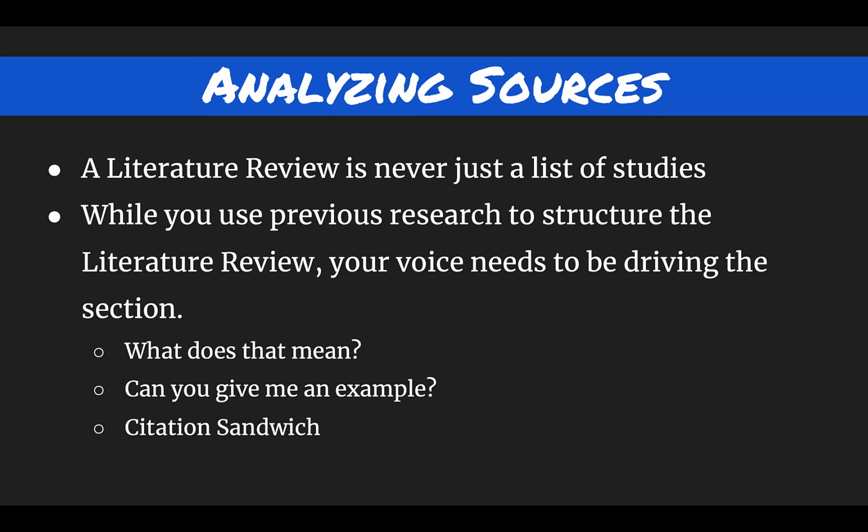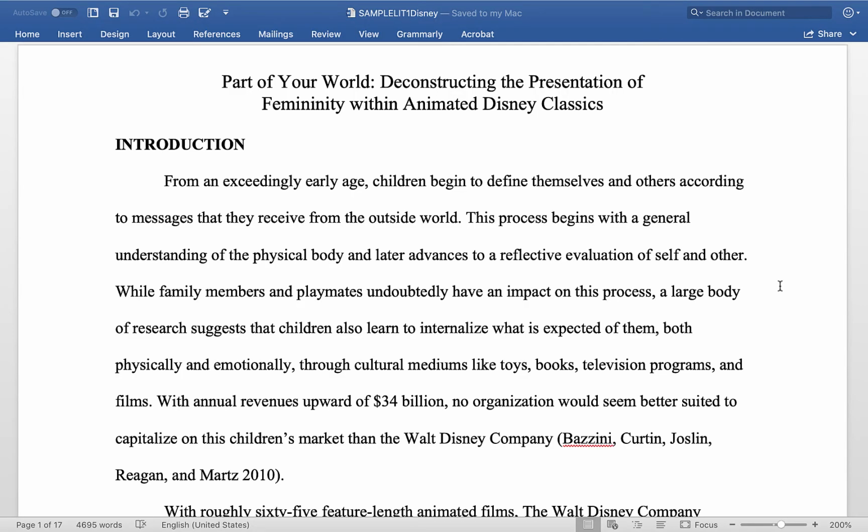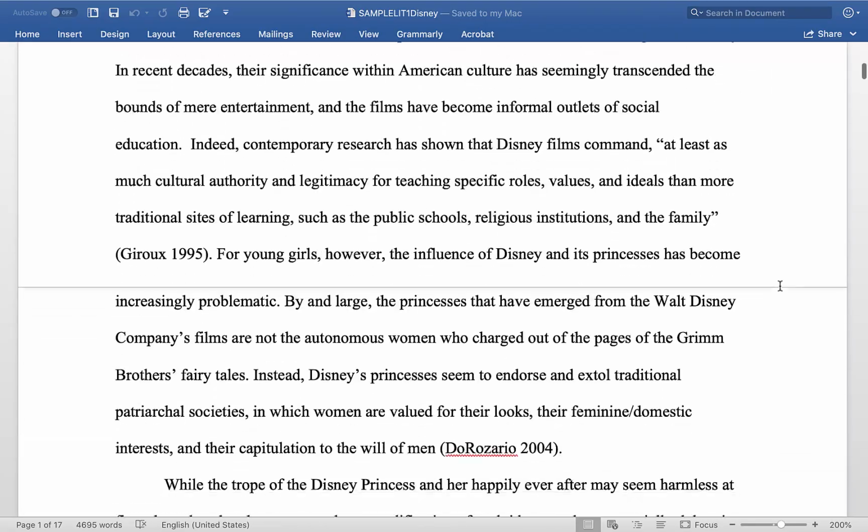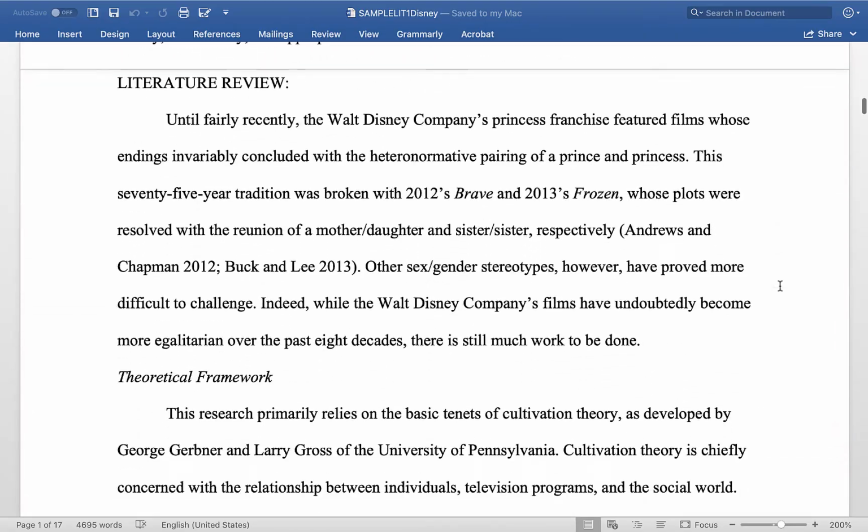Can you give me an example? Of course. Let's turn to one of the sample papers on Canvas. Let me show you that real quick and we'll go through it a little bit. Okay, so this is the sample lit number 1, Part of Your World: Deconstructing Presentations of Femininity within Animated Disney Classics. Okay, so let's go into the lit review section down here.